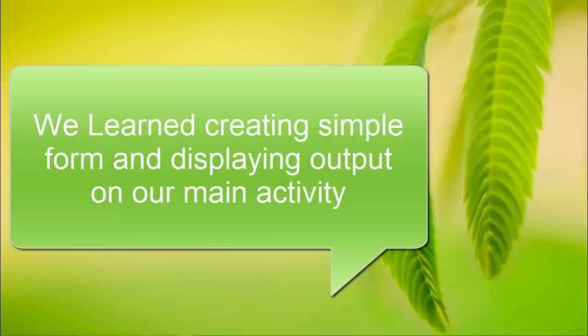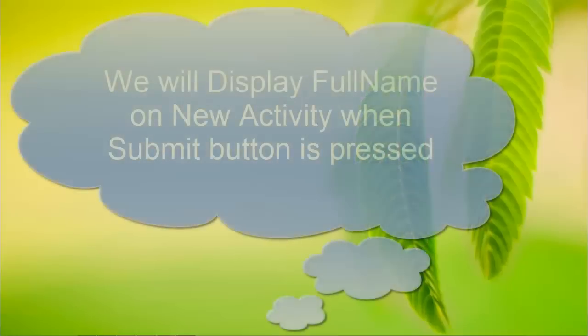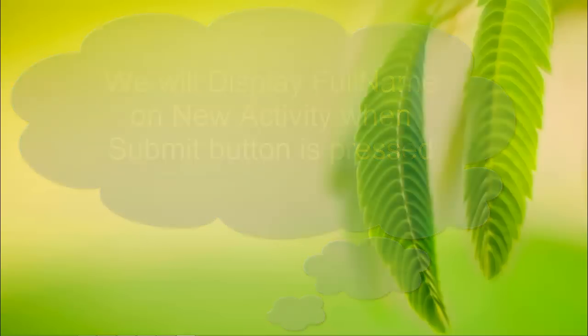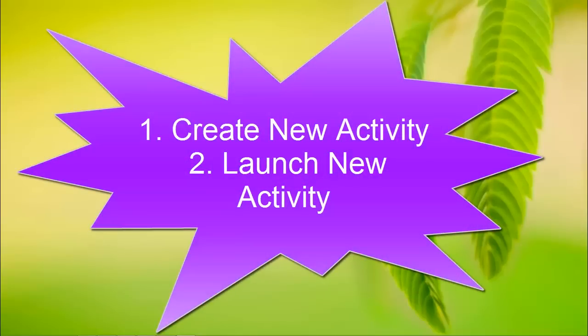In the previous module, we learned about how to create a simple form and show the output on our main activity. In this module, we will show a submit button action output on another activity. To do this, we need to do two things. First, we need to create a new activity, and second, we need to launch a new activity from our main activity.